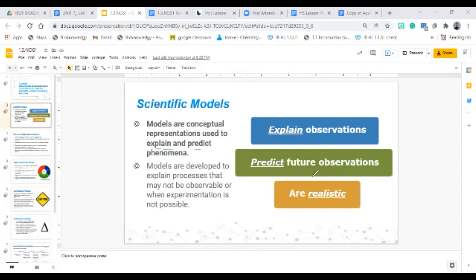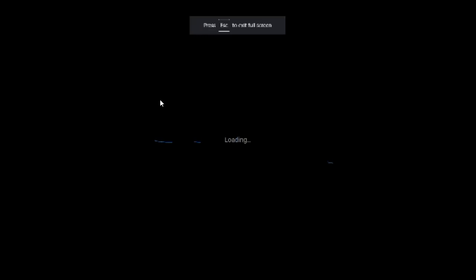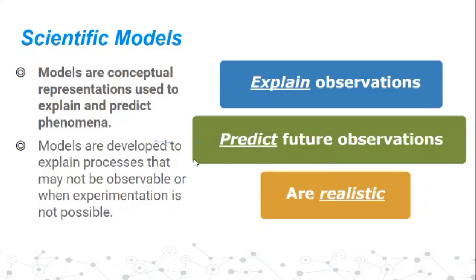That's why we use models. And mind you, models are supposed to be realistic. Models explain complex processes and complex structures that cannot be observed nor experimented on. There are processes that we cannot experiment on, and in such a case we use a model. Or there are some structures that are too complex to understand, and we still use a model to explain them. I hope now you know why we must use a model.